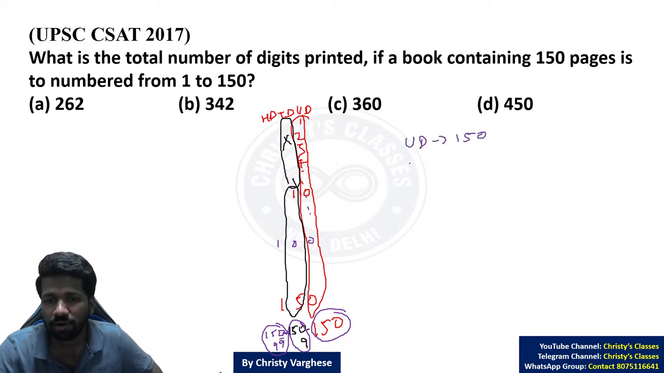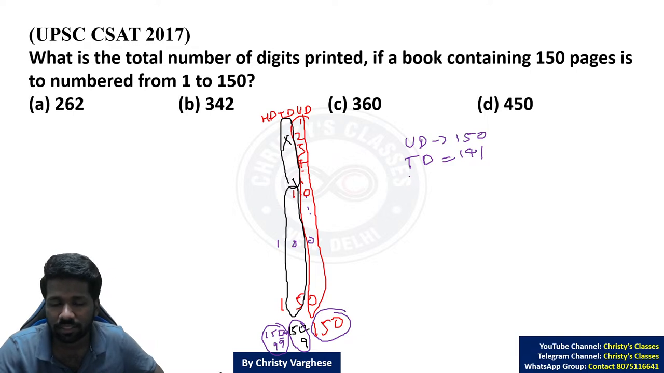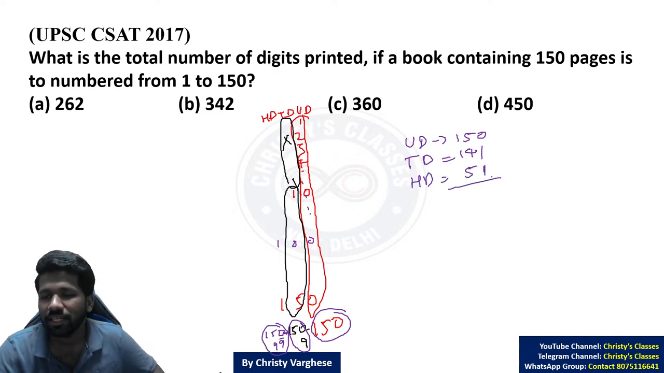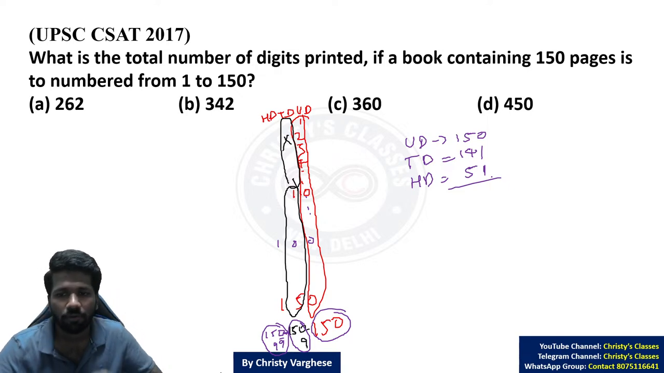Digits in the unit place is 150. Digits in the tens place is 150 minus 9, 141. And digits in the hundreds place will be 150 minus 99, that is 51. Adding these three, you get the answer. I hope all of you are getting the point.